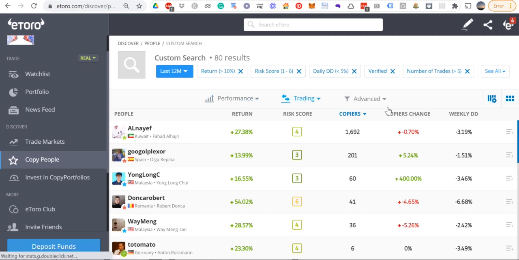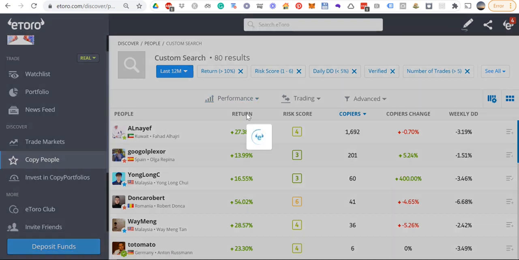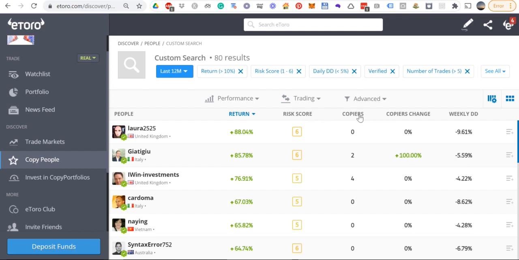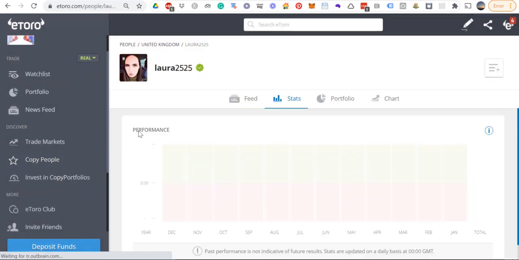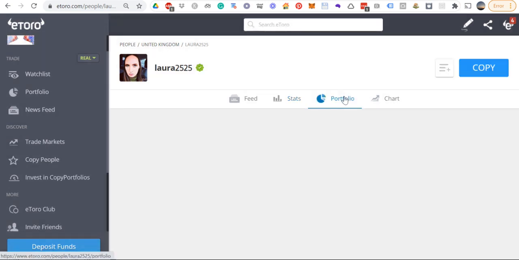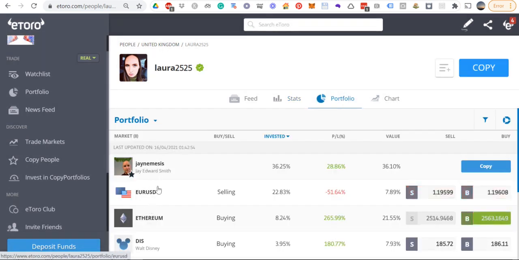So again, you can sort these on the top here. So by risk, by copiers. So yeah, 88%, 85%. So these should be, if we just click in here and go to portfolio, you're seeing a bit of crypto, you're seeing currencies here. So 22%.